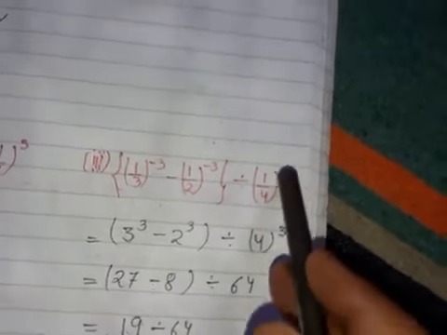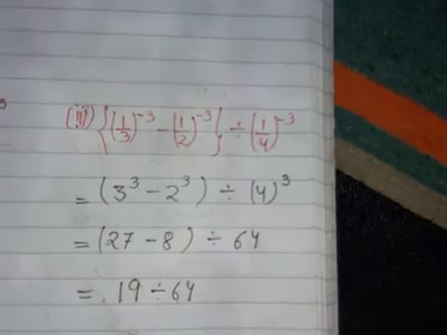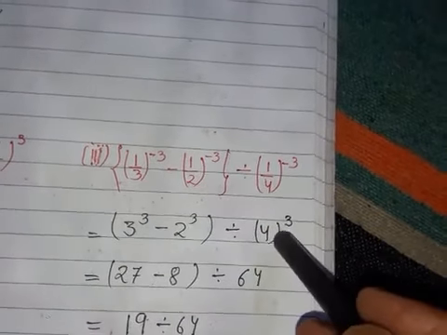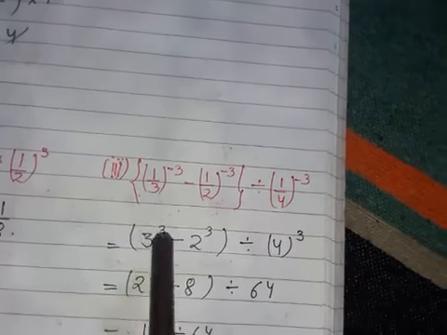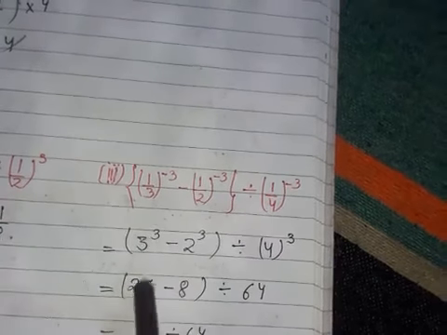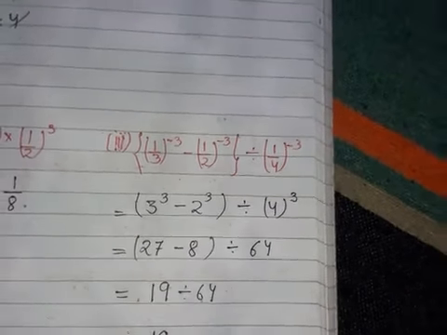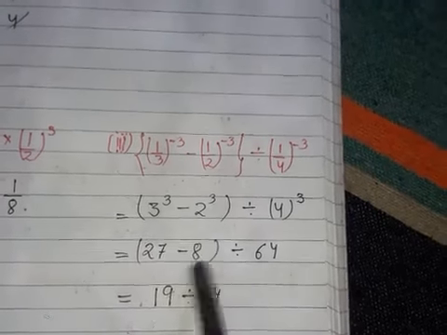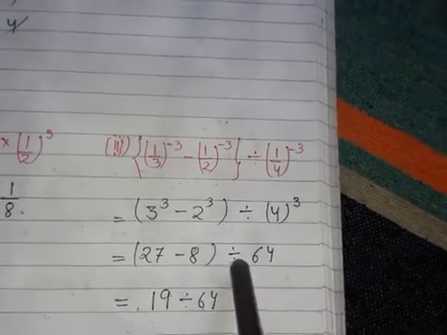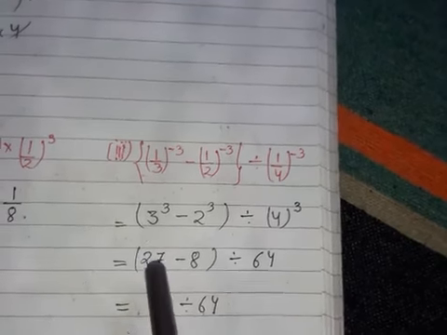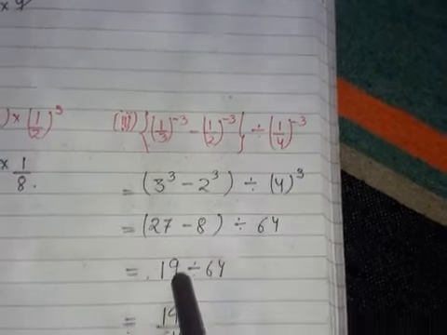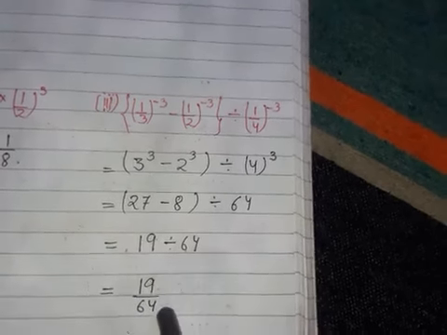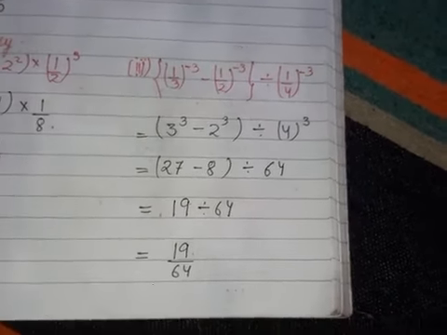Divided here also 1 by 4 to the power minus 3 means 4 to the power cube. So 3 to the power cube means 27, because we multiply 3 times, 3 into 3 into 3, minus 2 to the power cube is 8, divided by 64. So 27 minus 8 comes 19 by 64. Divide means 19 by 64 simply.